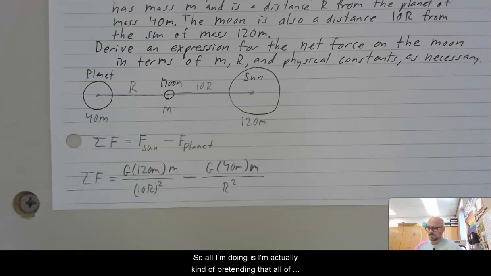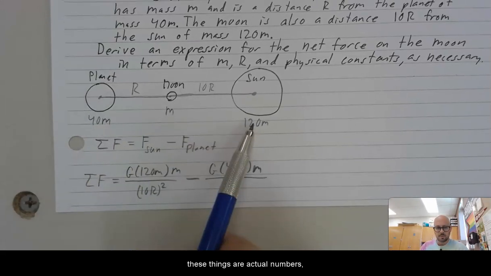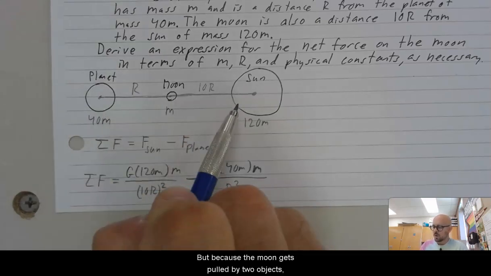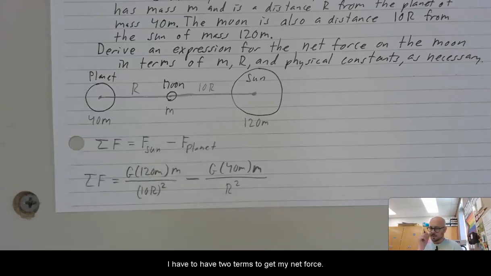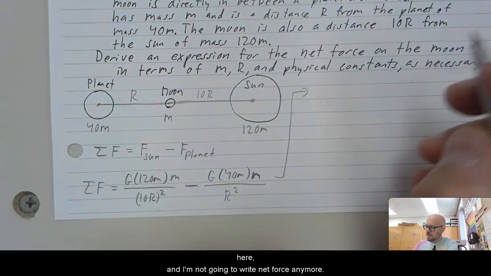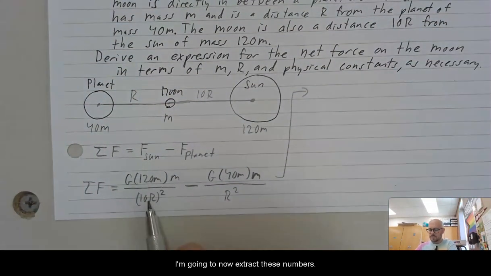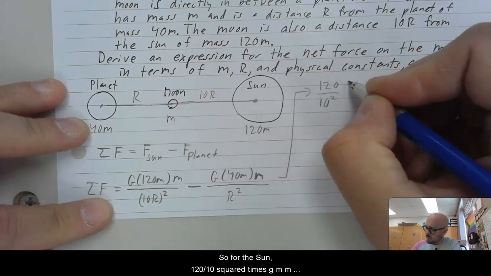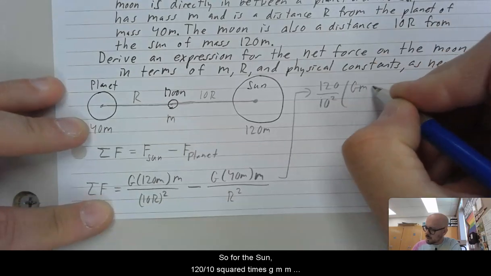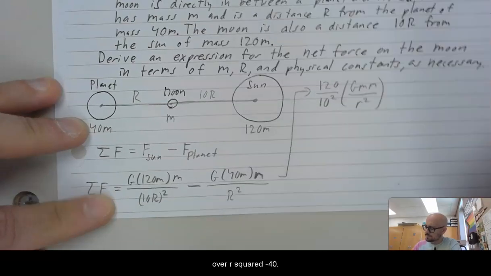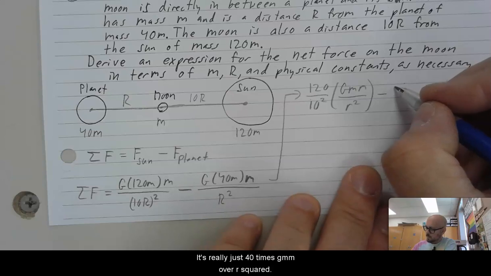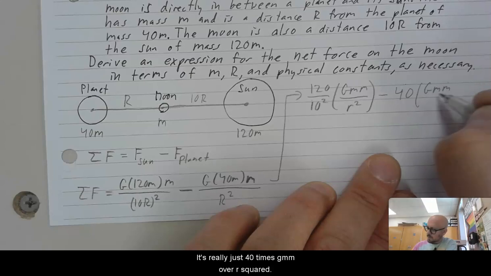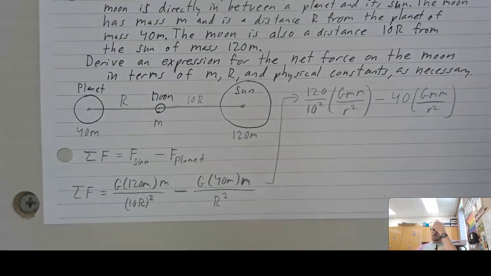So all I'm doing is I'm kind of pretending that all of these things are actual numbers, and I'm putting them into the gravitation equation. But because the moon gets pulled by two objects, I have to have two terms to get my net force. All right, so now we're going to go up here, and I'm not going to write net force anymore. I'm going to now extract these numbers. So for the sun, 120 over 10 squared times G m over r squared, minus 40, it's really just 40, times G m over r squared. And so that's really it.